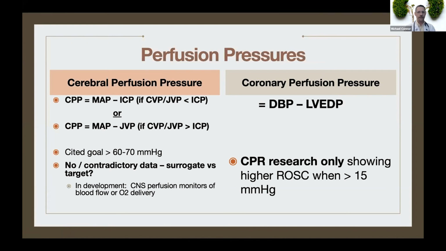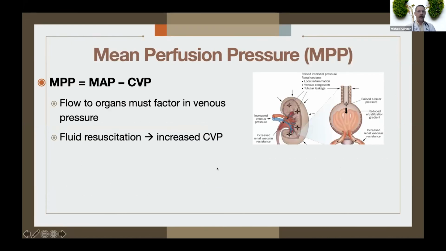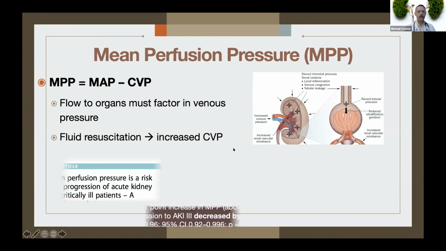And then there's a concept called mean perfusion pressure, which is your MAP minus your CVP, and that flow to organs must factor in the venous pressure, as we discussed. And fluid resuscitation leads to increased CVP, and we already discussed how deadly that can be.